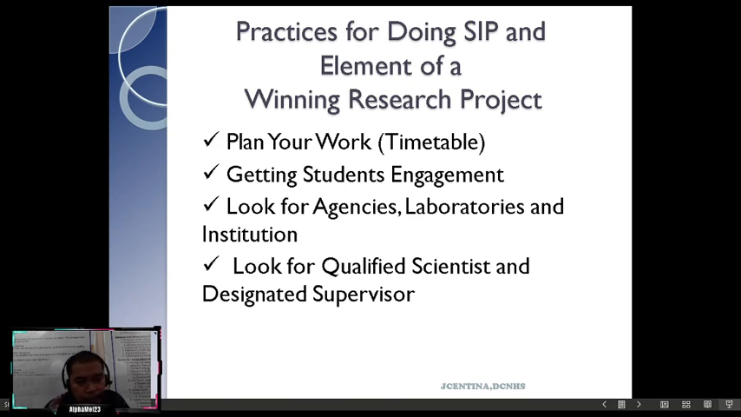Next, look for a qualified scientist, QS, and designated supervisor. You have your idea of your research problem. Now, who can help you enhance your idea? That is the qualified scientists, the practicing professionals in the field in relation to your interest, to your research problem of interest. Designated supervisors are your teachers, your research advisors. It is very helpful to have someone to ask for technical assistance with your research problem, your idea.